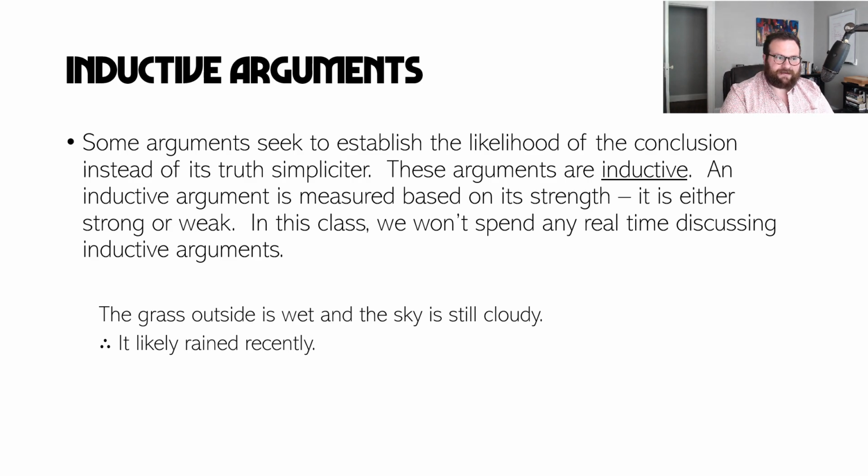Therefore, it likely rained recently. Well, now we can see that even though this argument was invalid, it might still be a decent inductive argument, because there's still a lot of possibilities for explaining why the grass outside is wet and the sky is cloudy. This is not going to be particularly strong, but it's also not going to be particularly weak either. It's a perfectly reasonable hypothesis. It's probably somewhere around the middle of the road.